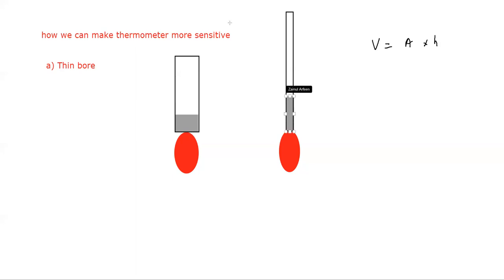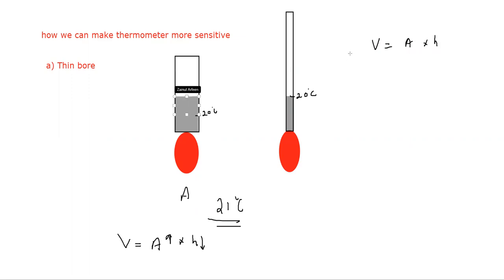This was originally the 20 degree mark. This is also the 20 degree mark. If I use a thin capillary or a thin bore. So what happened? Say the temperature of the surrounding changes from 20 to 21 degrees. Because we have the same size of the bulb, they will have the same change in volume. But you can see for thermometer A, the area is more. So its change in height will be less because the volume change should be constant. So it will show a small rise in height from the 20 degree mark.